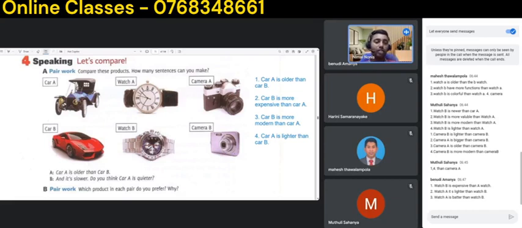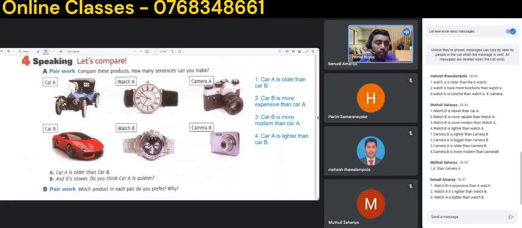Watch B has more functions than watch A. Good. Watch B is colorful, more colorful. When you are using the comparative form, then it's more colorful. Watch B is more colorful than watch A.